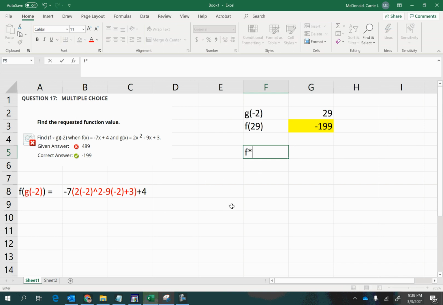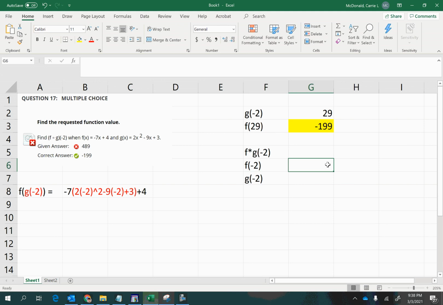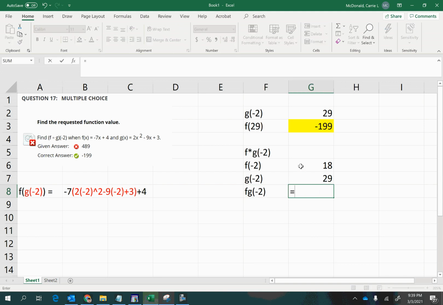So if you were doing f times g, that would be a different story altogether. So f times g of negative 2, you would have calculated each separately, f of negative 2 and g of negative 2, and then you would have multiplied them together. So then you would have done negative 7 times negative 2 plus 4. And for g, we already did that one up here, so let's just use that again, 29. And then f times g of negative 2 would be the first one times the second one.